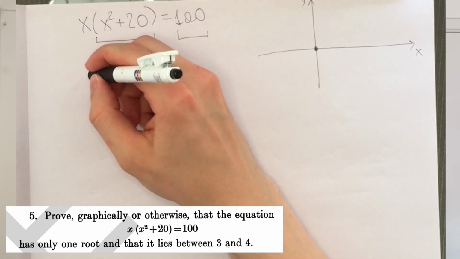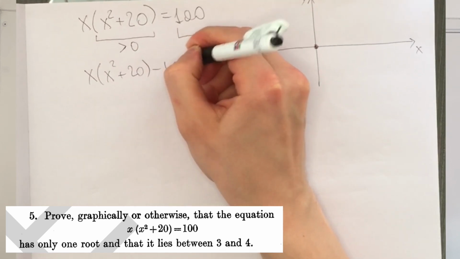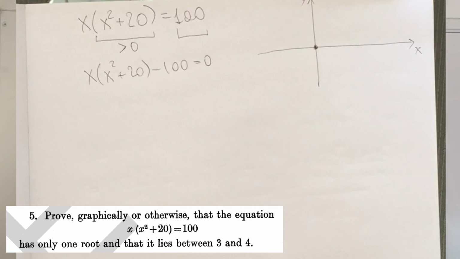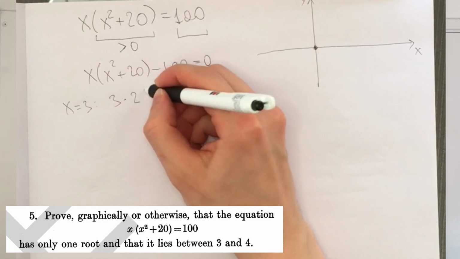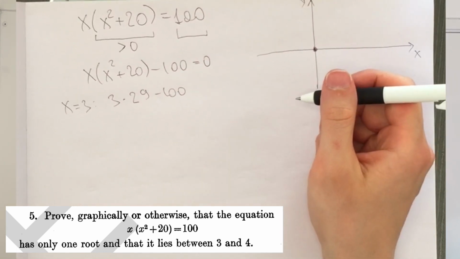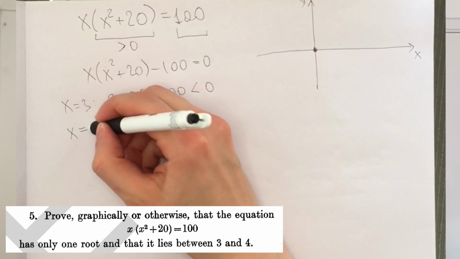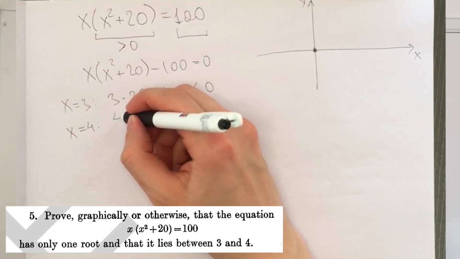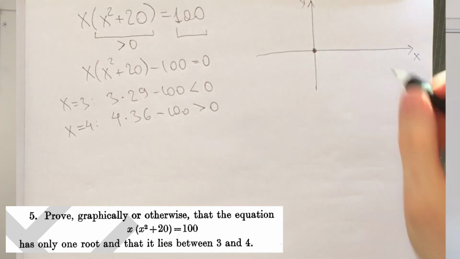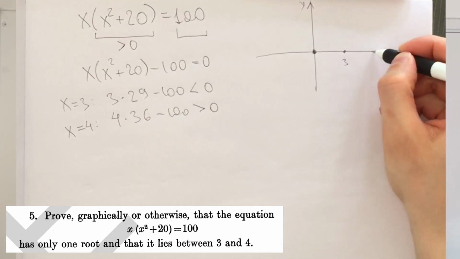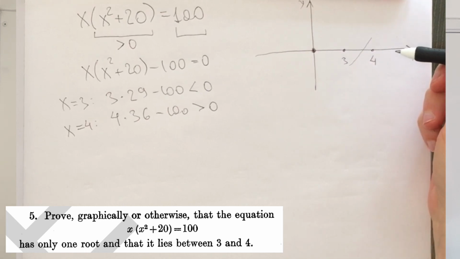If we bring everything to the same side, x cubed plus 20x minus 100 equals 0, let's try to plug in 3. We will have 3 times 29 minus 100, and this will be less than 0. But if we plug in 4, we will see that it's 4 times 36 minus 100, so it's more than 0, right? So somewhere between 3 and 4, our graph crosses the x-axis.